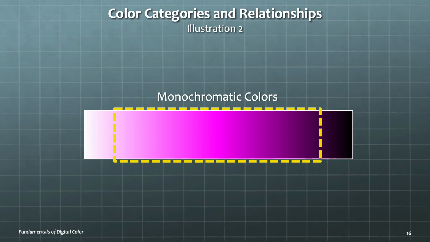Monochromatic colors are shown within the dotted line. They're shades of a specific color. Outside of the dotted line is a color mixed with white or black to be recognizable as a shade of that color.